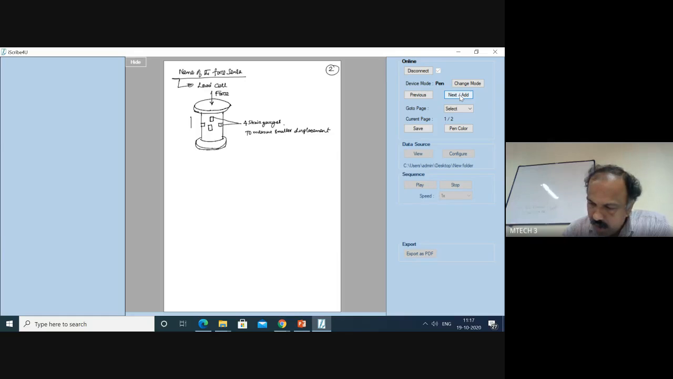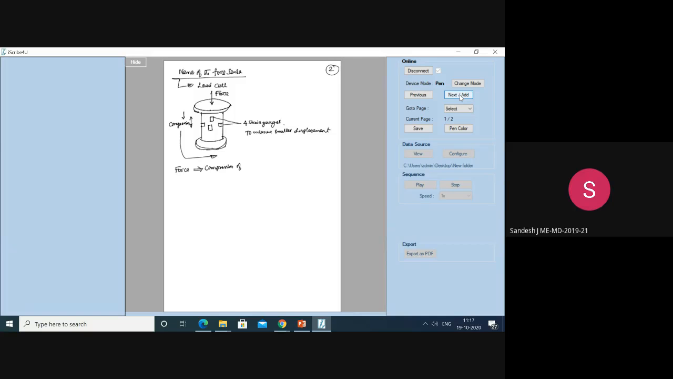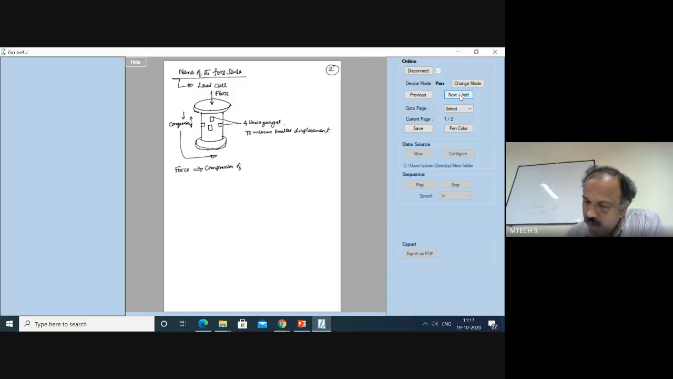The compression is going to occur. Yes or no? That is, this will come down. So compression is going to occur. Now you have force. Force resulted in what? Force was converted into compression of the cylindrical tube.